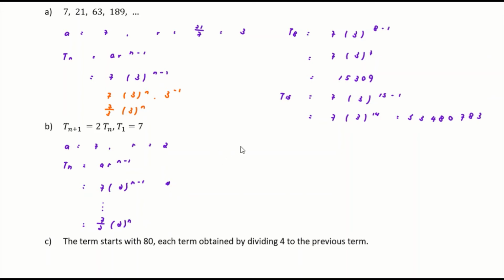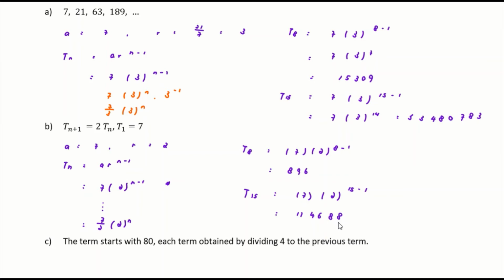Same thing, we try to do our T8. It will be equal to 7 times 2 to the power of 8 minus 1. You can use your calculator to do that: 7 times 2 to the power of 7. So we get 896. Then T15 is 7 times 2 to the power of 15 minus 1, that's 14. You just change the power part, and you'll be able to get 114688.